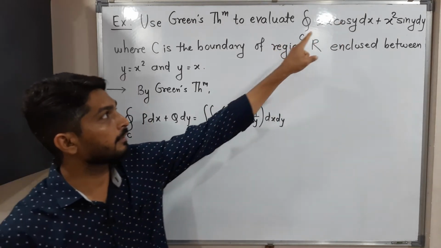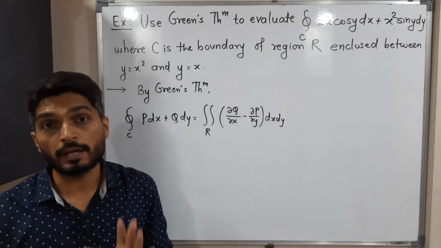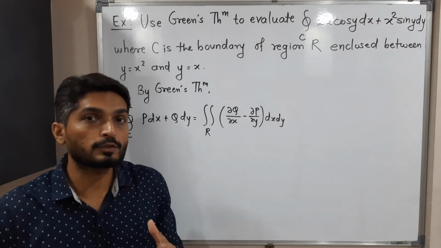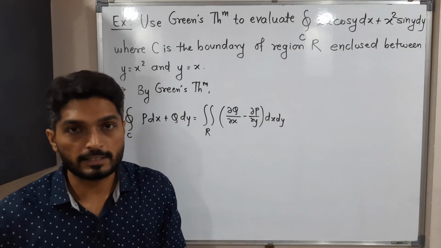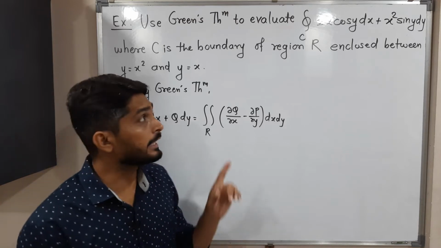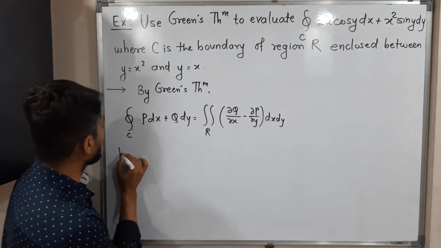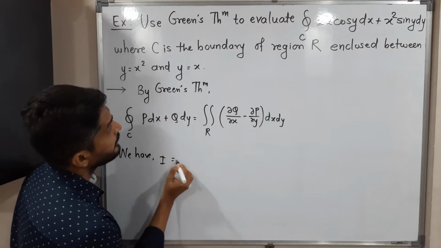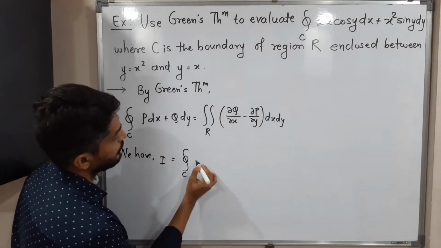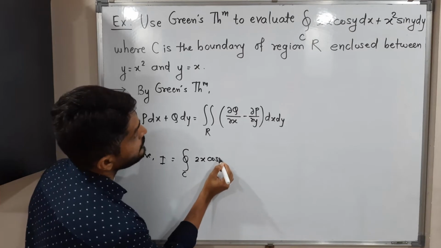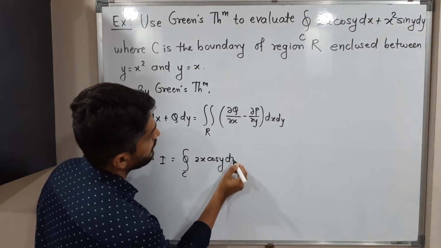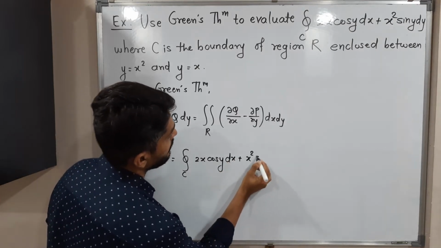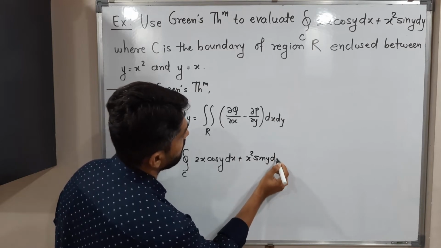They have given a line integral, that means actually we have to solve this double integration, and by solving it we will have the final answer. Let us write the given integral first. I'm calling it I. What is our I? Integration over C, 2x cos y dx plus x square sine y dy.